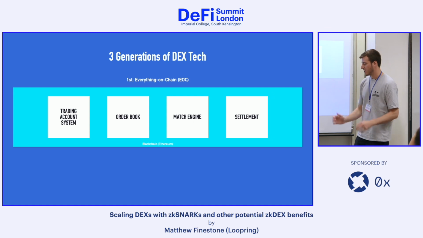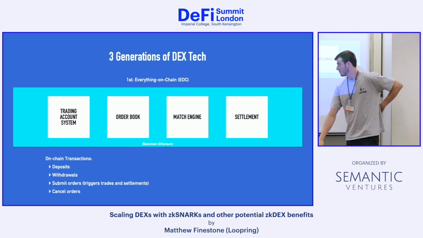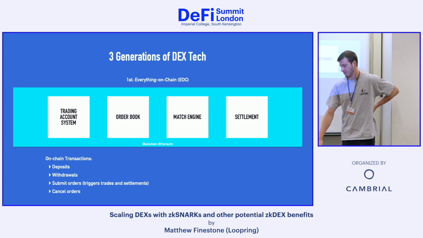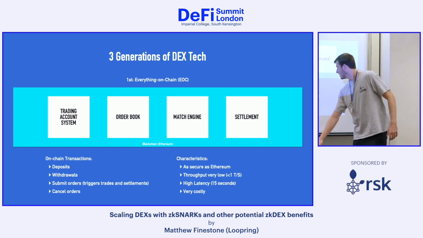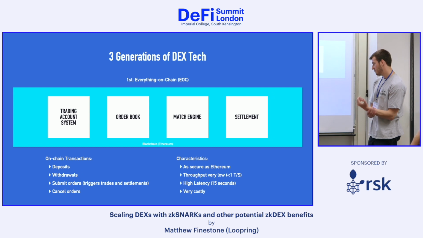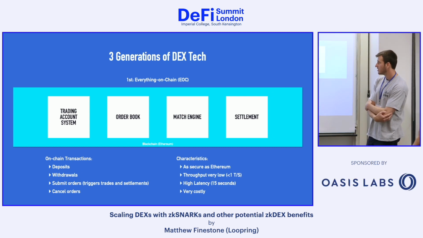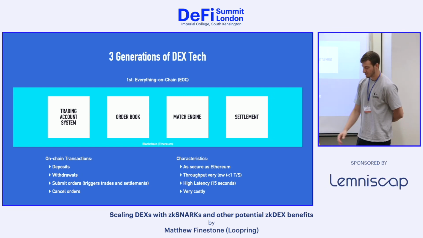but everything on chain. And so we have these characteristics of everything happening on chain: deposits, withdrawals, submitting the orders, canceling orders, absolutely everything. It takes a block confirmation cycle and costs gas. It's as secure as Ethereum, of course, but very low throughput, very high latency, and very costly. We may have all used these in 2017.